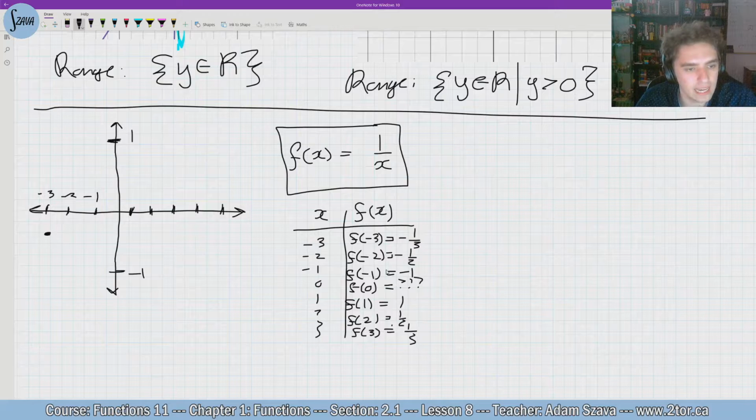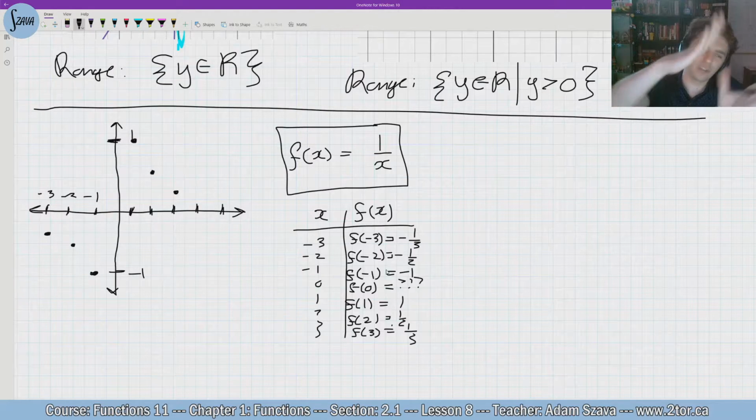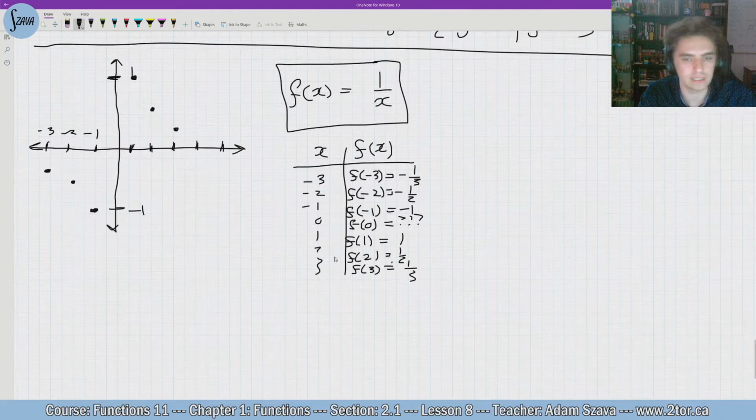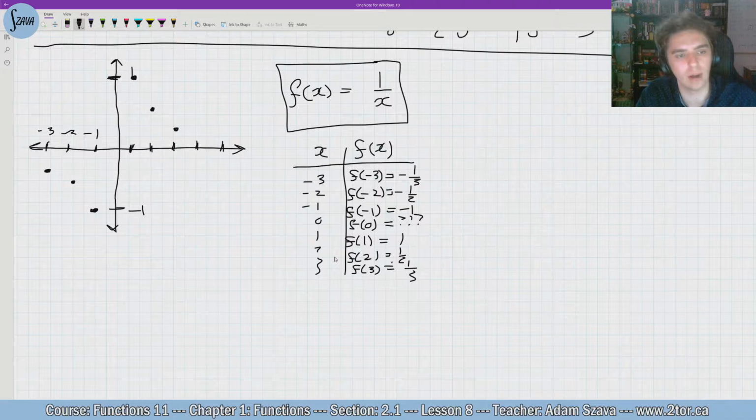F of -2 is -1/2, so that's going to be something like right there. F of -1 was -1, it's going to look like that. And then f of 0, we don't know what that is. Nothing happens there, we're not in the domain. F of 1 was 1, so we have a point there. F of 2 was 1/2. F of 3 was 1/3. So you see, we have this similar curvy shape on either side. If I graph this with Desmos, we'll see a more accurate picture.